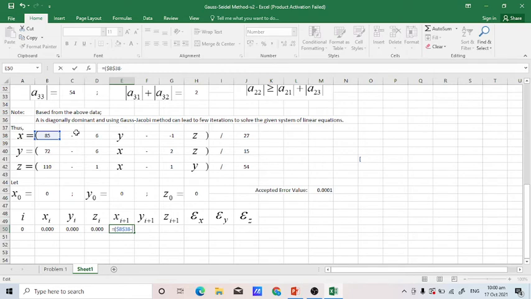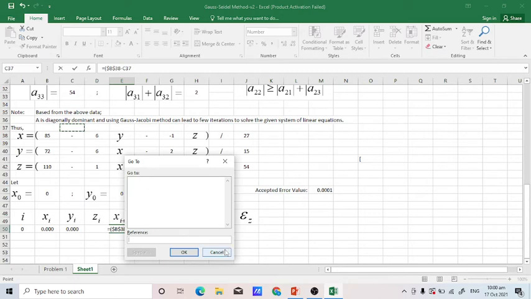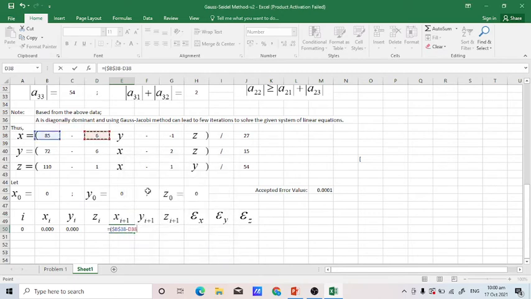Minus 6, minus 6 times y. So, ano yung y na gagamitin? Y sub 0. Kasi ito yung pinakabagong, ito yung current value. So, minus y sub 0. Hindi ko yun lalagyan ng dollar sign dahil hindi naman yan fixed. Pag din-drag down ko yan, mamumove din yan. So, dapat ganun nga. Huwag mong lalagyan ng dollar sign.